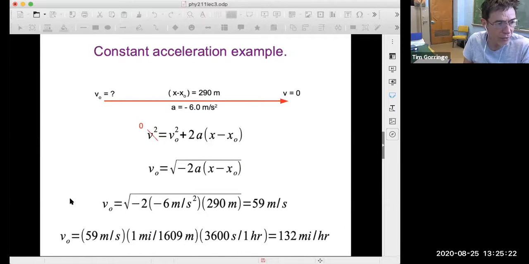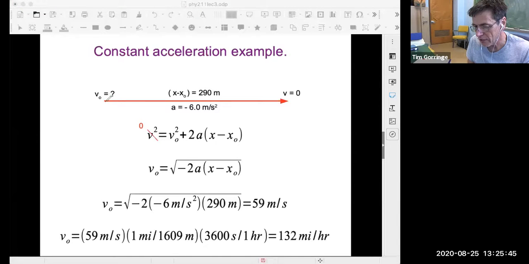Okay, so here's my calculation. The first thing I would always do in a calculation is make a little sketch. This red line here is where I sketched the motion of the car. It starts out over here on the left, traveling at some speed, and then it ends up over here on the right. It's stopped over here on the right.